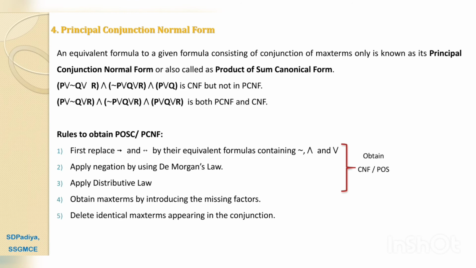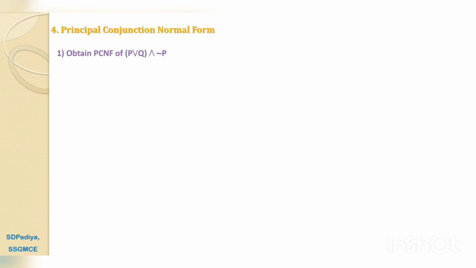Now we'll solve some problem statements by using these rules. First is to obtain the PCNF of (P or Q) and not P. Here P or Q is an elementary sum, and not P we can consider an elementary sum, and these two are connected by the product, which means it is already a product of sums form. Now in the first elementary sum, P or Q, all the factors are available, but in the second, not P, Q is missing. That's why, as per our fourth rule, we introduce the missing terms.